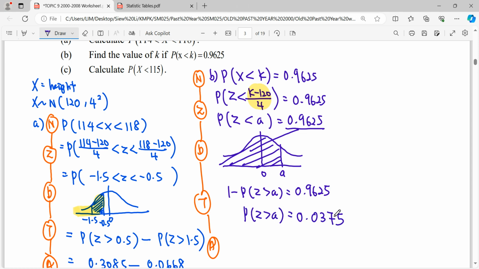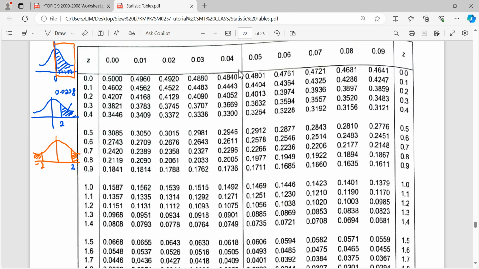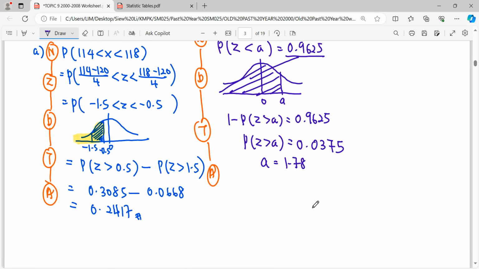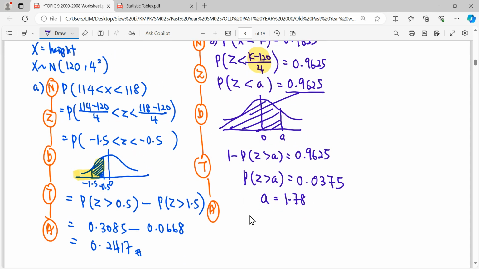And what reading can give us this probability? So we look here, 0.0375. 0.0375 is the reading for 1.78, which means our z-score here is positive 1.78. Why positive? Because on the right hand side it is a positive value. So what we represented as A just now is k minus 120 over 4. Then we simplify to find out k, where 1.78 needs to be times 4, then plus back 120.